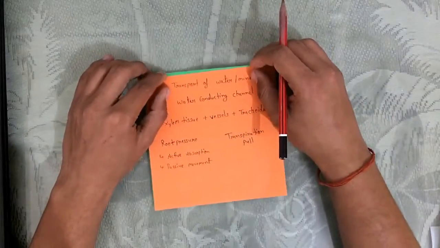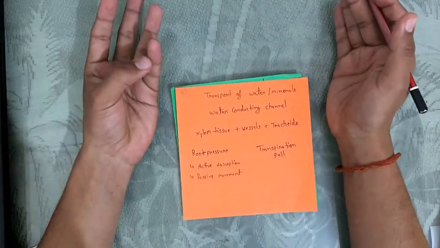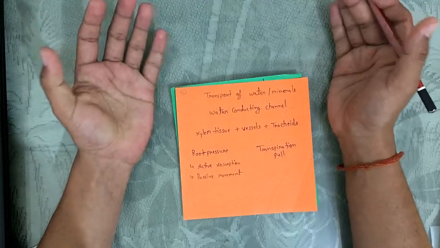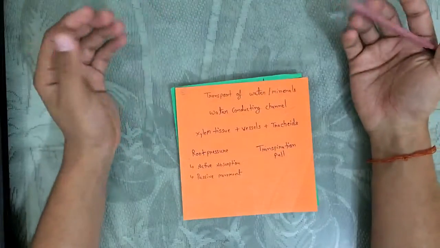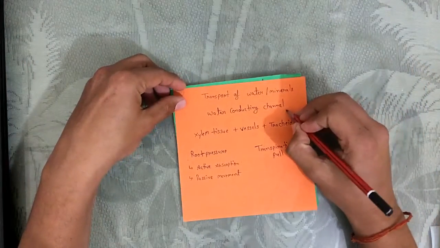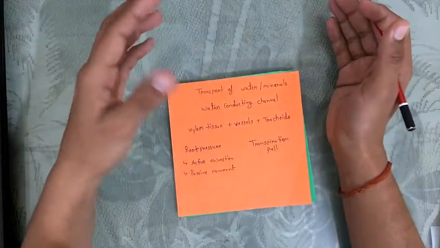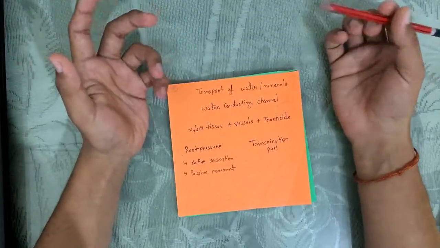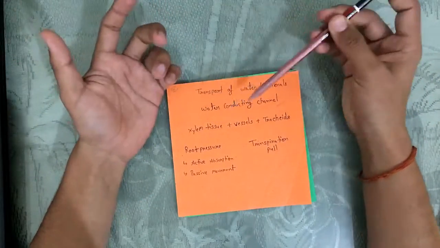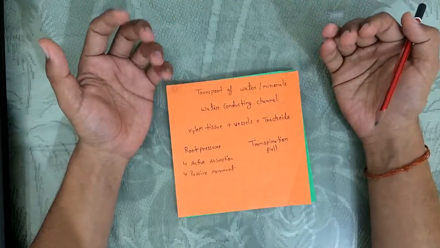Now we will discuss transport of water. They have roots, they have stem, and they have leaves. All these, their cells are connected in order to form water conducting channel through which it is absorbed. Like if you want to remember what xylem consists of, then you can say xylem consists of xylem tissues, vessels, and tracheates, which help in absorbing water.